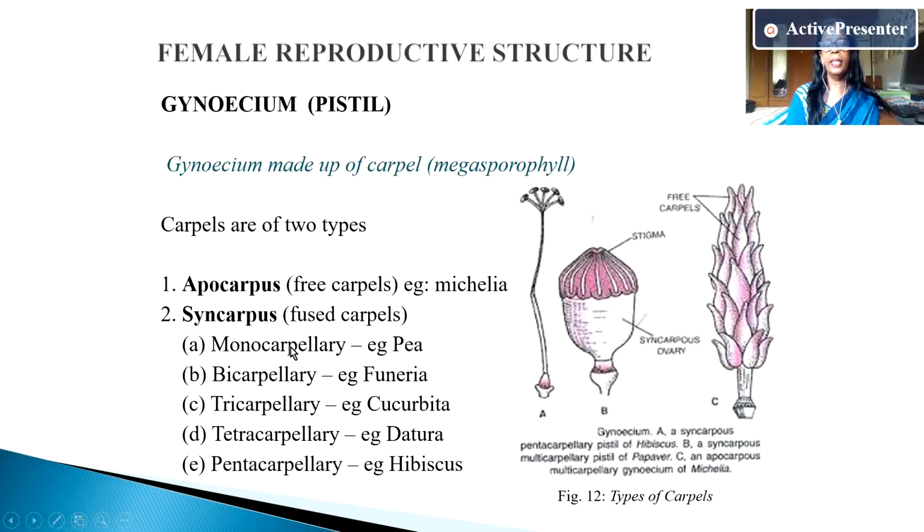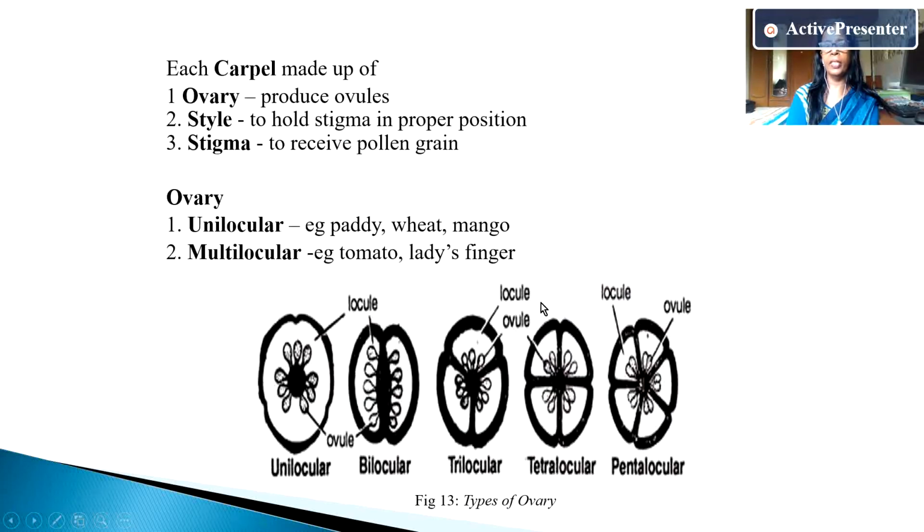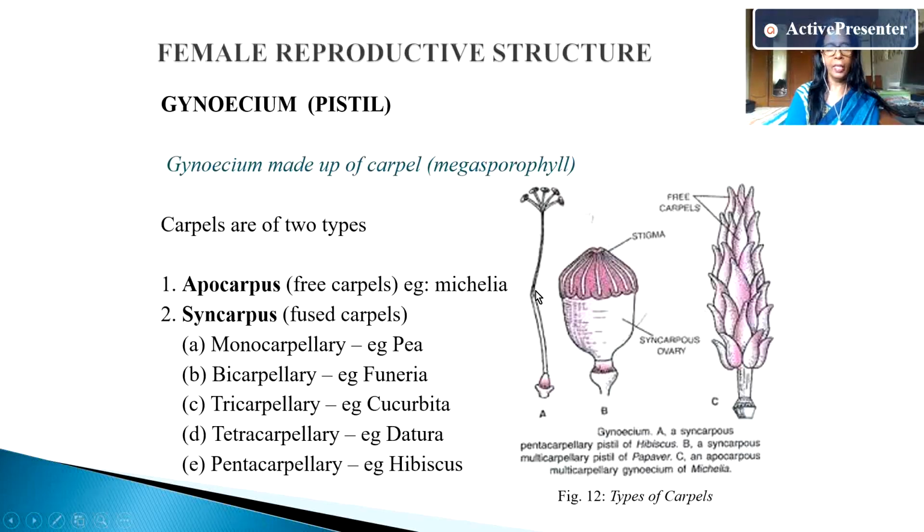And here syncarpous means fused carpels. Carpels are fused either in the stylar region or in the ovary region. But here you can see the free carpels at the stigmatic region. See, 5 stigmas are free and they are united in the stylar region, and in the ovary, if you take the section, you can see the 5 chambers. So this is the example of hibiscus, that is pentacarpellary syncarpous gynoecium, that is united carpels.